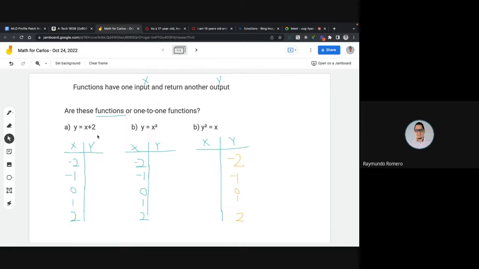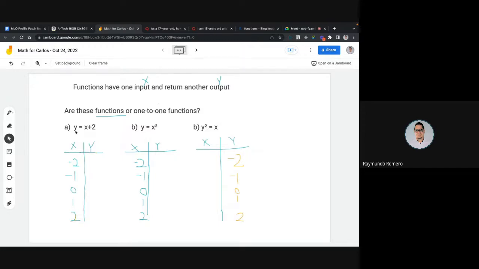So in here we have three functions that we're going to be inputting numbers into, and then we're going to check the output. In my definition, functions have one input and return another output. And it can be the same output. Like if you entered a 1, it can output a 1. That's okay. It's just a coincidence. But the only thing that will not make it a function is if the x gets repeated and returns a different output.